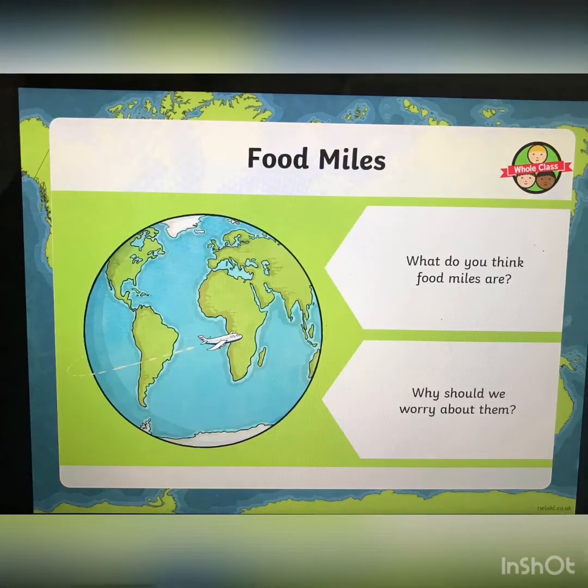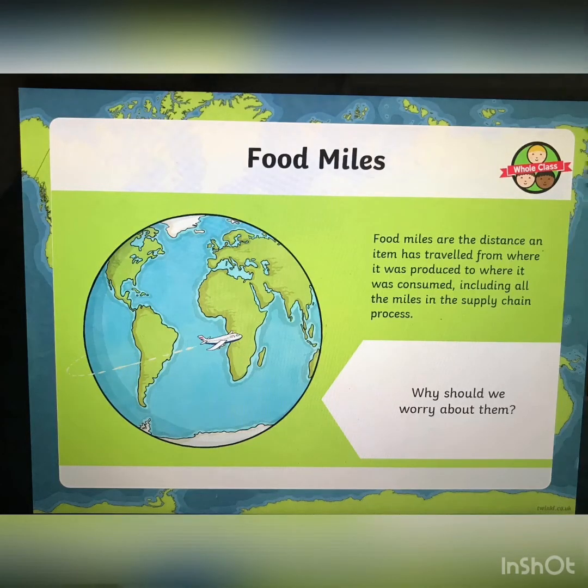So what exactly are food miles? And do you think it's something that we should really worry about? It doesn't seem like a big deal, does it? So food miles are the distance an item has traveled from where it was produced to where it was consumed, including all the miles in the supply chain.